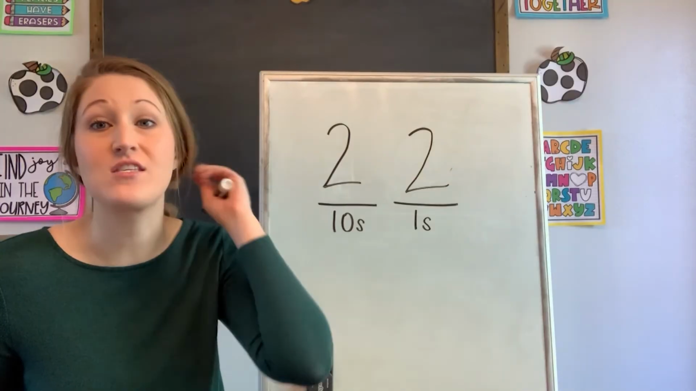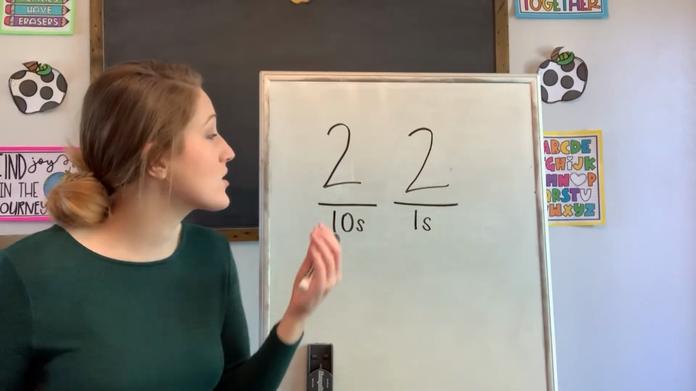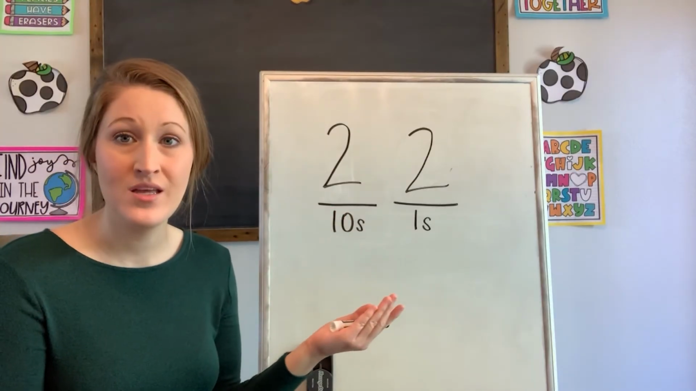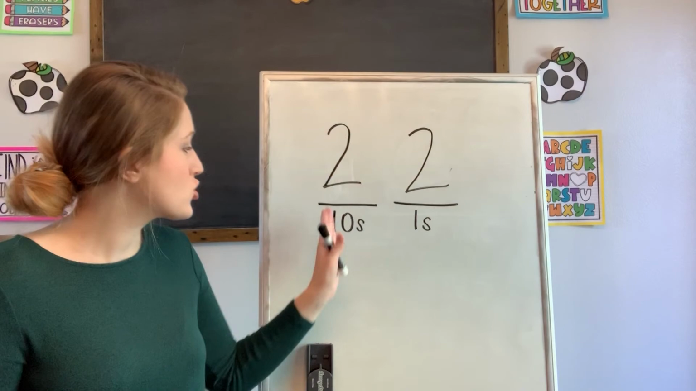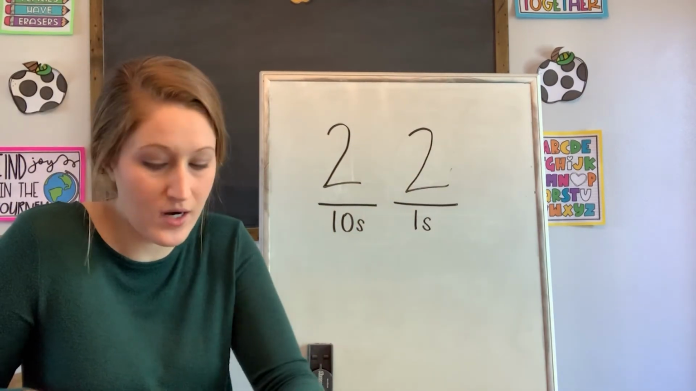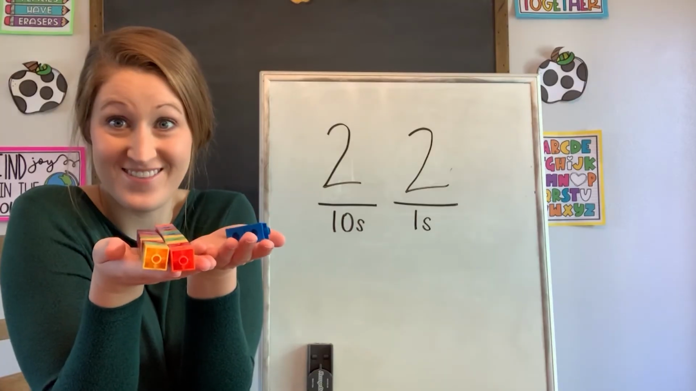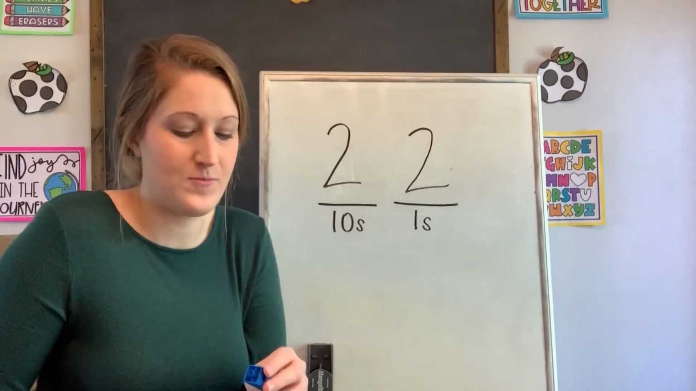And every number has a value. It's worth something. So we know that when we look at the number 22, it's not worth 2 2s. It's worth 20 and 2 more, right? It's worth all of this. Pretty cool, huh? I thought so.